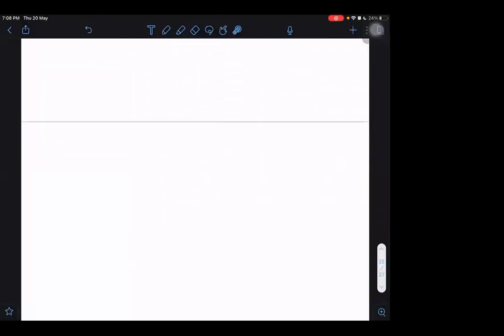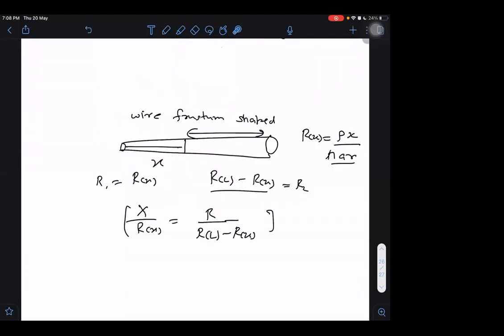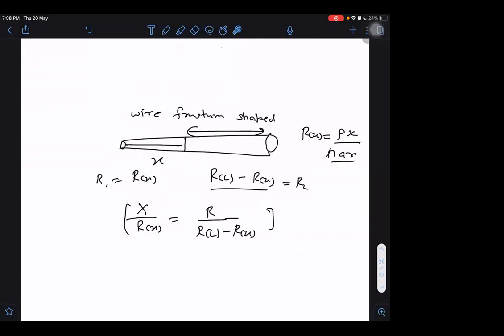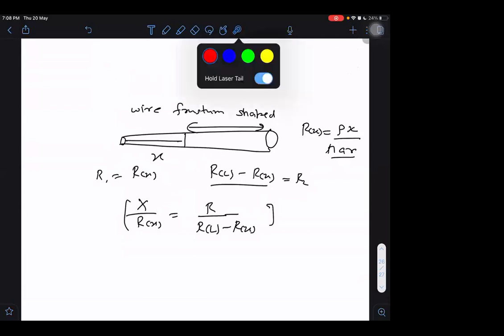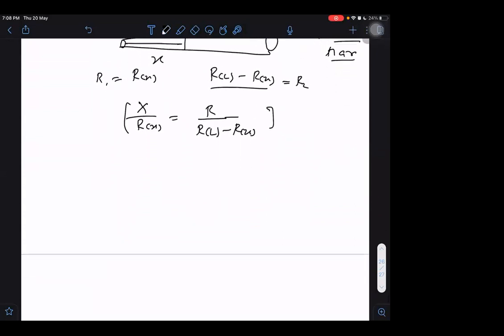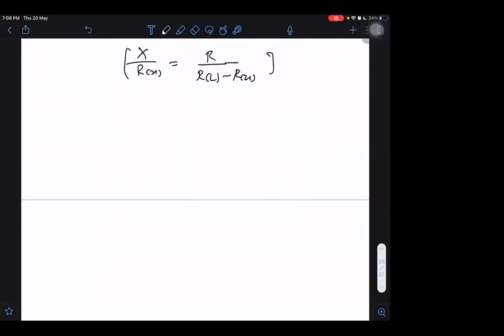Last thing that I have taken: meter bridge. Have you understood meter bridge or not? Understood, sir. So we know meter bridge also, and what modifications are possible in meter bridge?